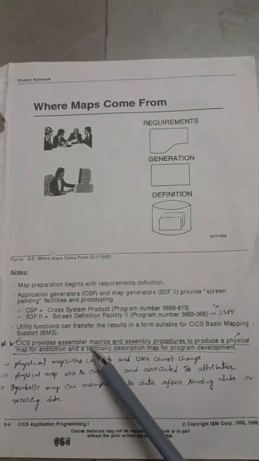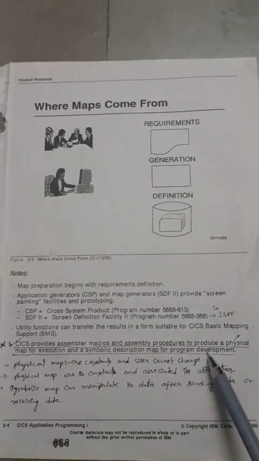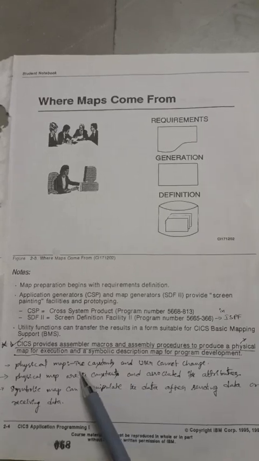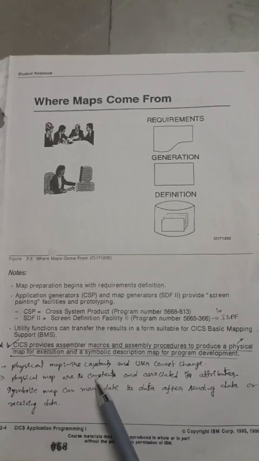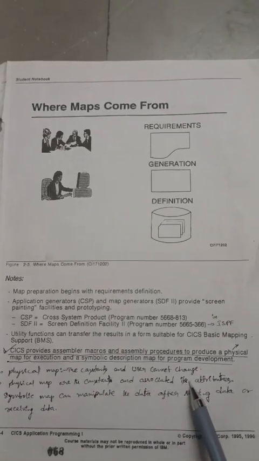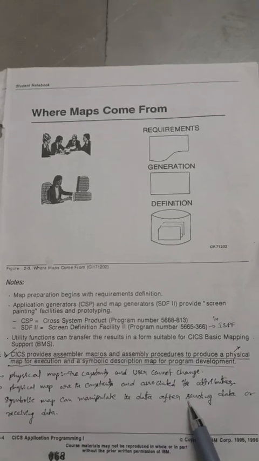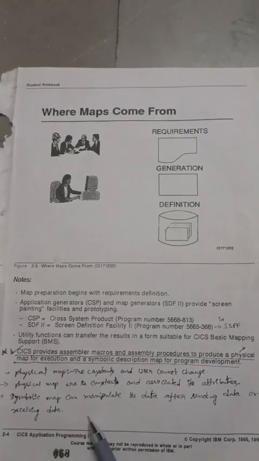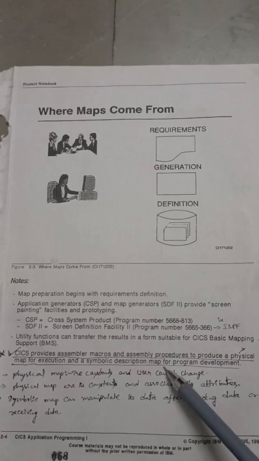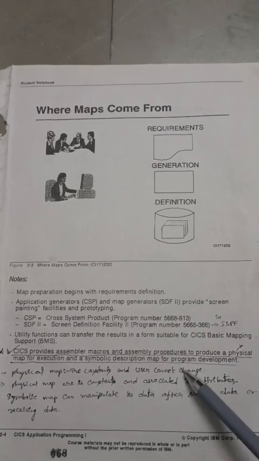CICS provides assembler macros and an assembly procedure to produce a physical map for execution, and we will create the symbolic description map for program development. What is meant by a physical map? A physical map is constant and is used to convert the changes, and it is the constant associated with attributes. What is a symbolic map? It lets us manipulate the data after sending and receiving data. We use the symbolic map in program development.